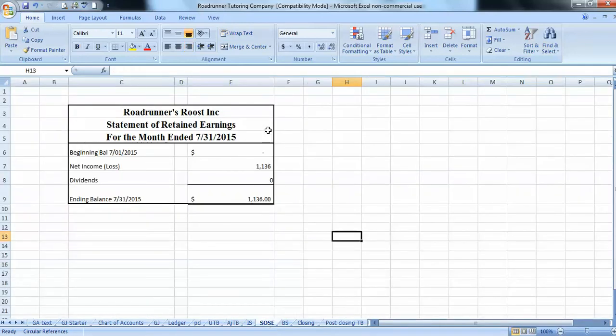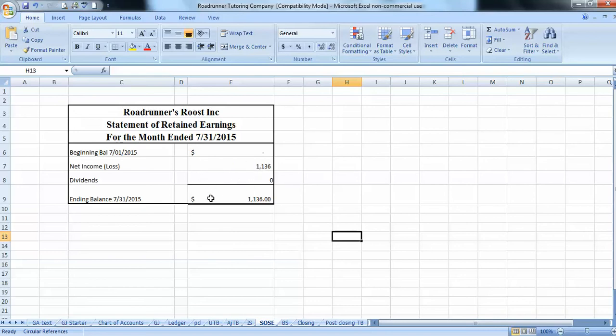earnings. So in the case of Roadrunner's Roost, the statement of retained earnings is only for the month ended July 31st, 2015. Beginning on August 1st of 2015, this ending balance would carry up to be the beginning balance of August 1st. Now, Roadrunner's Roost started on July 1st. It had no balance, so it was zero. We know that we had made 1,136, and we did not pay any dividends for Roadrunner's Roost.